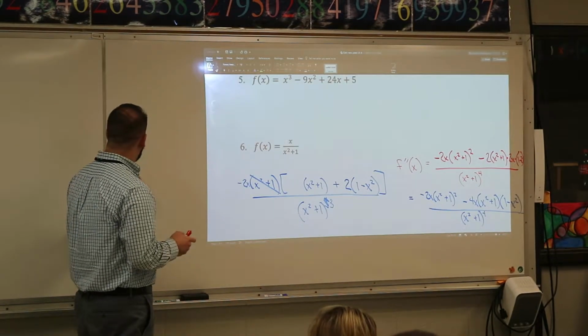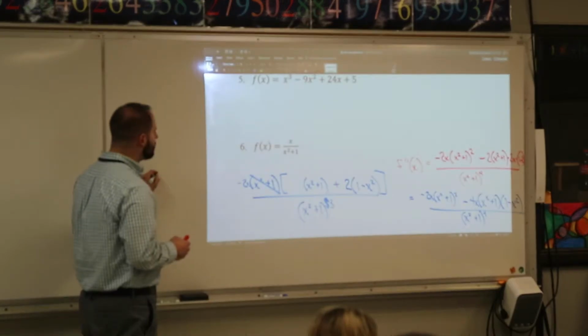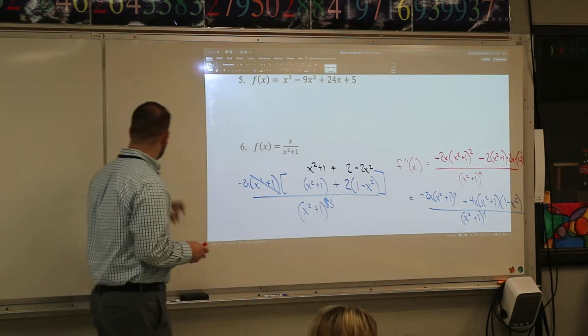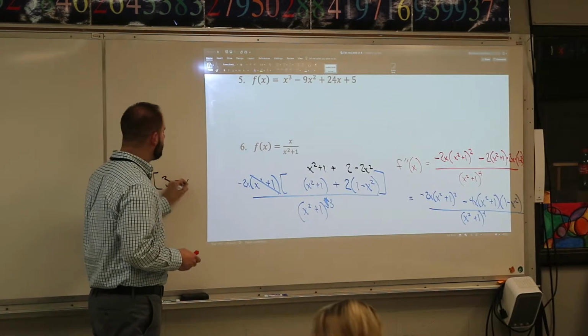Alright, so what we have here is the 2x in the middle here, I'm going to simplify this. This turns out to be a 2 minus 2x squared. And this is an x squared plus 1. So this will turn out to be a 3 minus x squared.